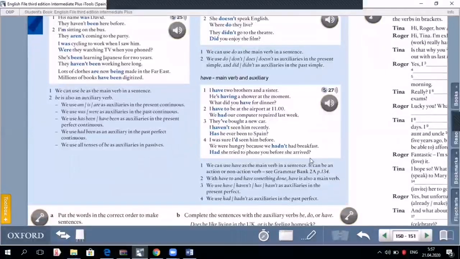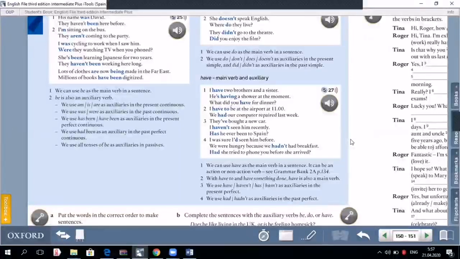This is the use of the verb to have as main verb and auxiliary verb. We can use have as a main verb in a sentence. It can be an action or non-action verb. With have to, and have something done, have is also a main verb.